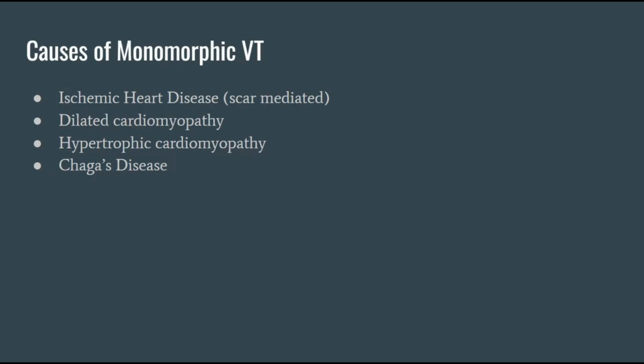The primary conditions associated with monomorphic VT include ischemic heart disease, particularly scar-mediated VT, dilated cardiomyopathy, hypertrophic cardiomyopathy, Chagas disease.